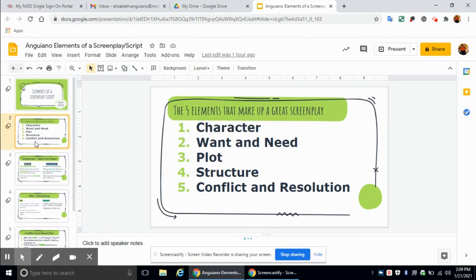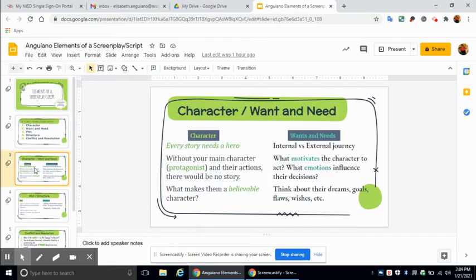Okay? All right. So the elements of a great story are far from secret ingredients, right? Depending on which storytelling theory you consult, they might go by different names, but the names that we're going to use are character, want and need, plot, structure, conflict, and resolution. All right, so the first two are the character and the character's want and need.